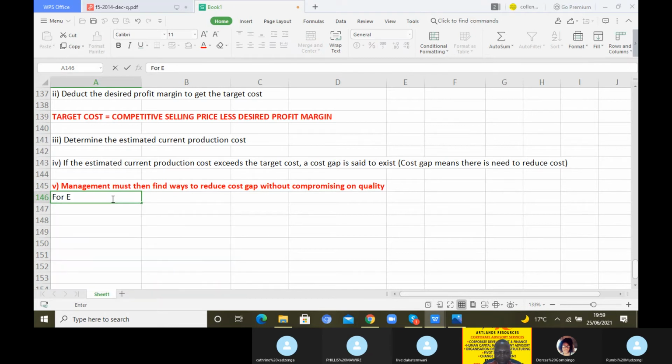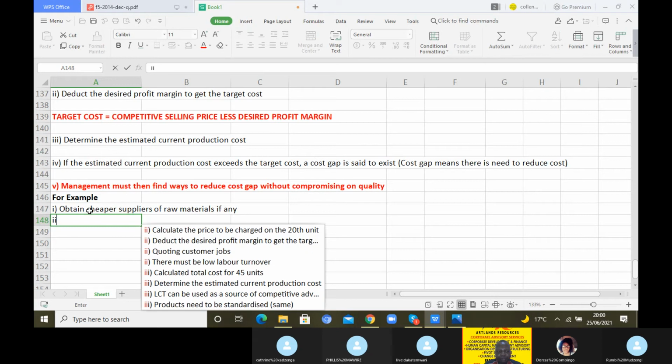So what are the ways of reducing the cost gap? For example, this is how you can reduce the cost gap without compromising on quality. Number one, obtain cheaper suppliers of raw materials, if any. But make sure these raw materials are not necessarily compromised. We are not saying poor quality raw materials. No, we are saying cheaper suppliers of raw materials, if any.